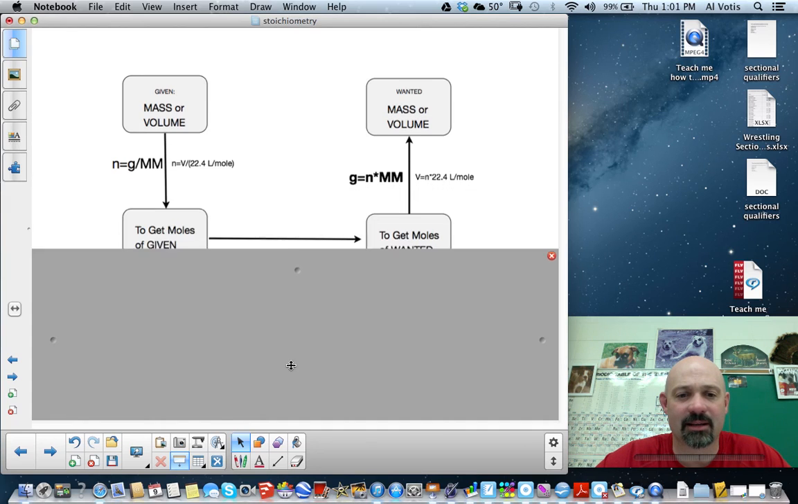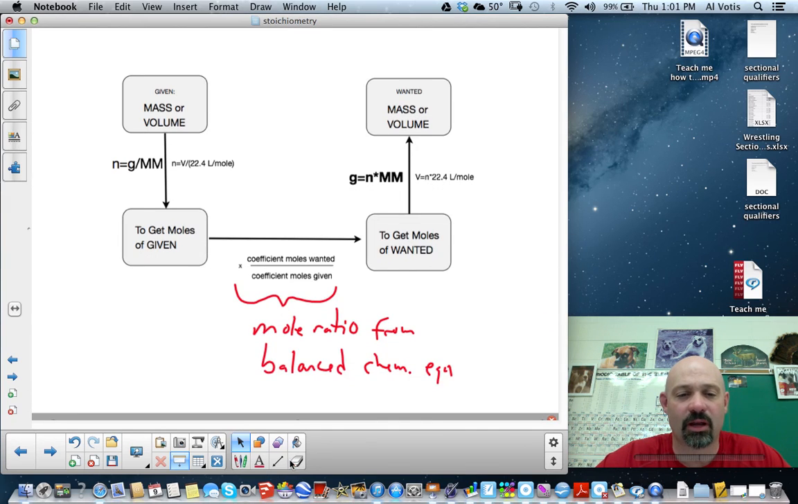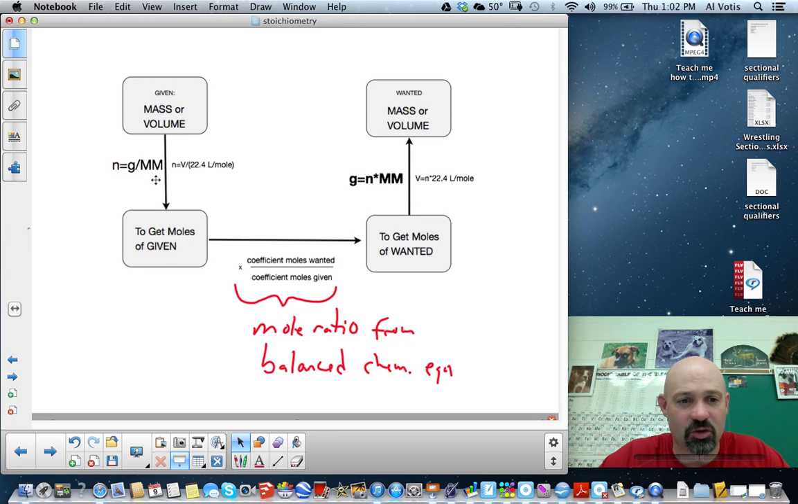So here is a basic flow chart that shows what we're going to be doing. Depending on where we're starting, we start with whatever we're given. If we're given a mass or a volume of a substance in the equation, we start at this blank, and then we switch to the moles of that given substance. Moles is grams divided by molar mass if we're given a mass. If we're given a volume, and we'll talk about this later on, we would take our volume divided by 22.4, and we'll talk about where those numbers come from a little bit later.